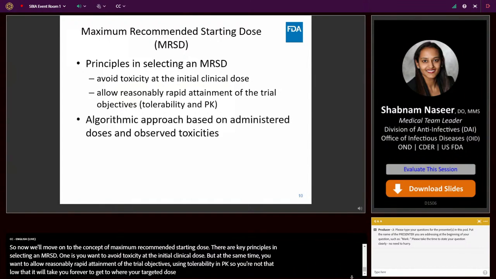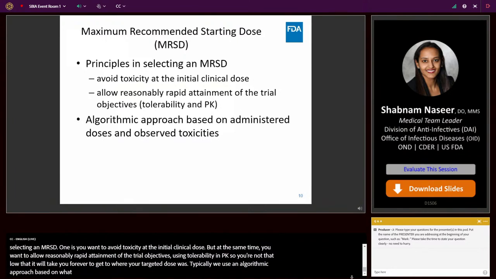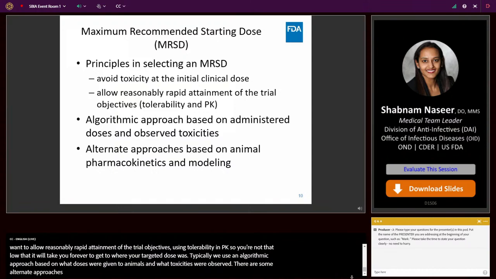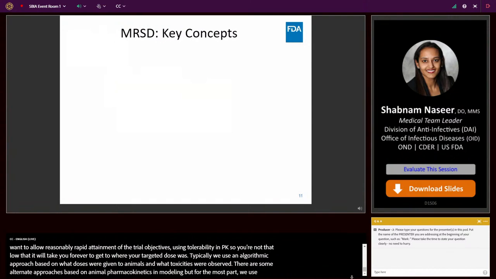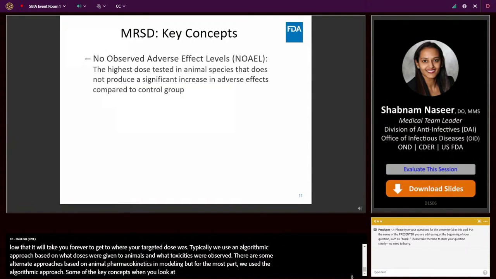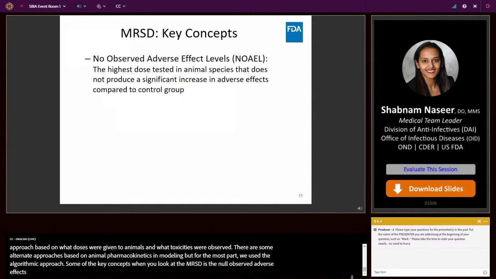Typically, we use an algorithmic approach based on what doses were given to animals and what toxicities were observed. There are some alternate approaches based on animal pharmacokinetics and modeling, but for the most part we use the algorithmic approach. So some of the key concepts when you look at the MRSD are the no observed adverse effects level, or NOEL, and that's the highest dose tested in animal species that did not produce a significant increase in adverse effects compared to a control group.